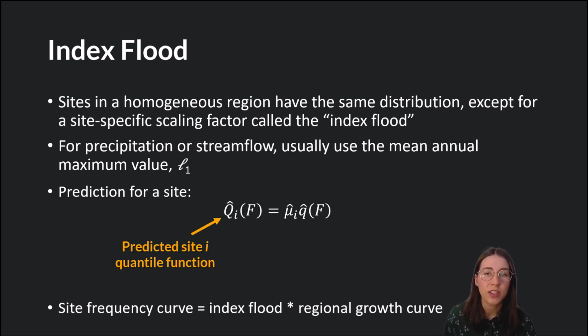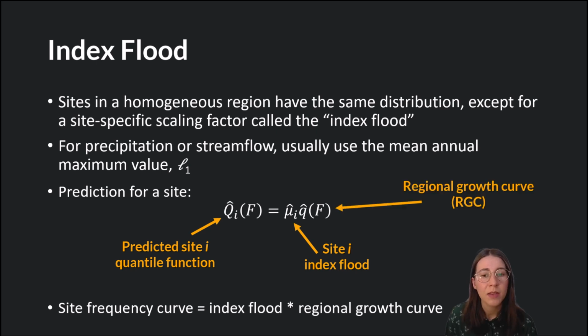Predictions for a site using the index flood method start by using the site index flood, which is typically just the mean, and multiplying it by a regional growth curve. So for example, how that might be calculated, if you have a regional growth curve, the mean is always equal to 1. You multiply that by the site index flood, which is typically the mean of the site. In this example, it's 2.5. That gives you the predicted site frequency curve, which will also have a mean equal to the index flood.